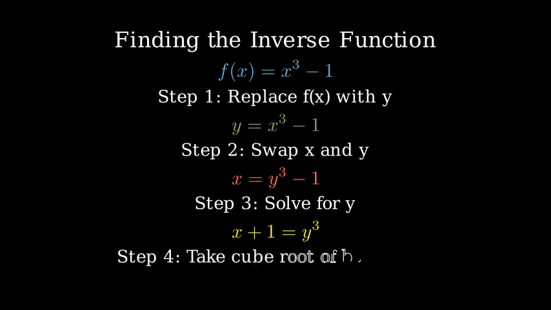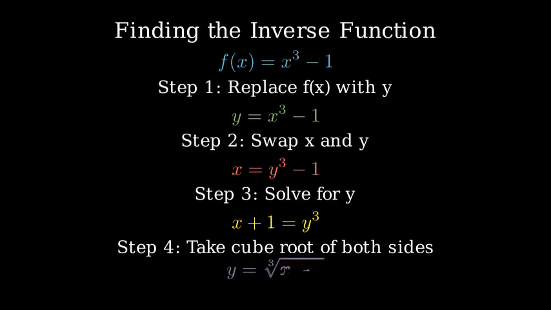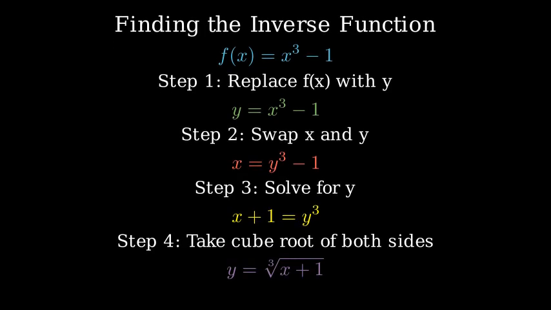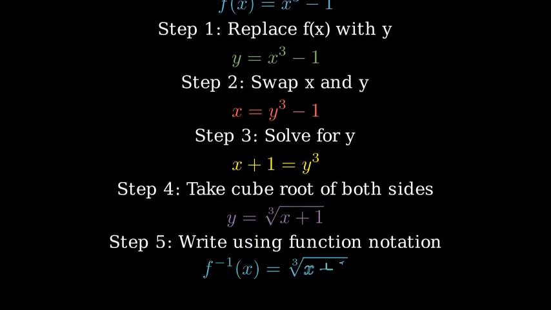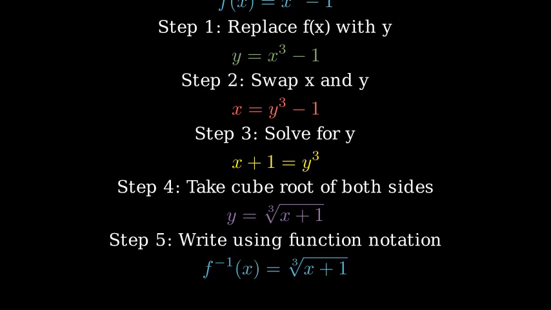Step 4. To isolate y, we take the cube root of both sides. This gives us y = the cube root of (x + 1). Step 5. Finally, we write our answer using function notation. The inverse function, f⁻¹(x), equals the cube root of (x + 1).